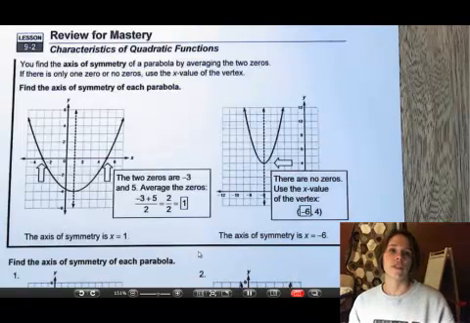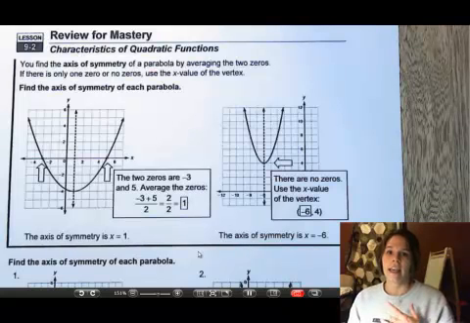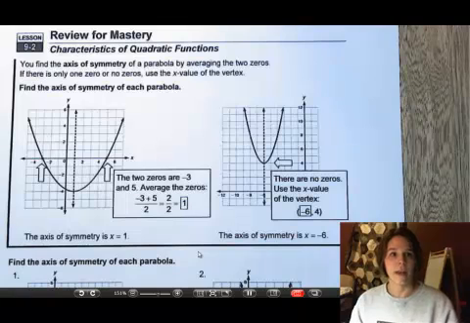Okay, 9.2, characteristics of quadratic functions. We're going to look at two things. We're going to look at the axis of symmetry and the vertex. And they actually share some information, so it'll be easy to do both of them together.